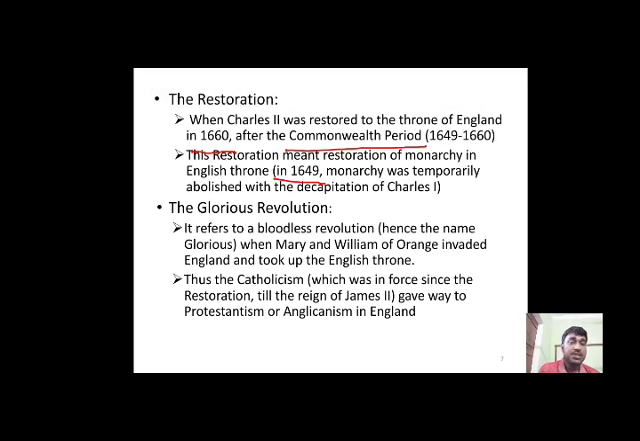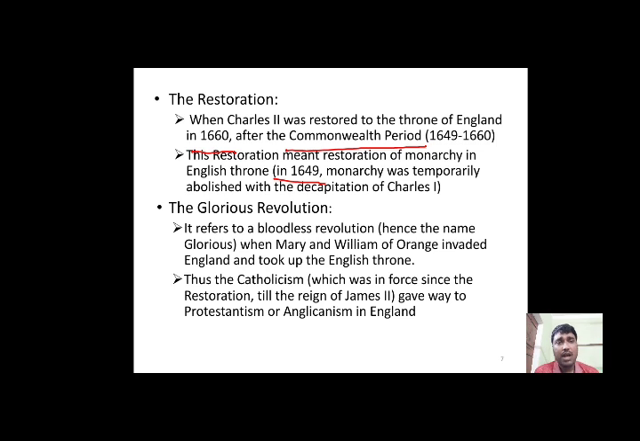And this Commonwealth period continued to exist till 1660. Now in 1660, again, monarchy was called back to the throne of England. This time, monarchy was restored with Charles II. So in 1649, we have the decapitation of Charles I. And after that, from 1649 to 1660, we have the period called Commonwealth period, when there was no monarchical rule. Again, in 1660, we have the restoration of monarchy with Charles II in power.